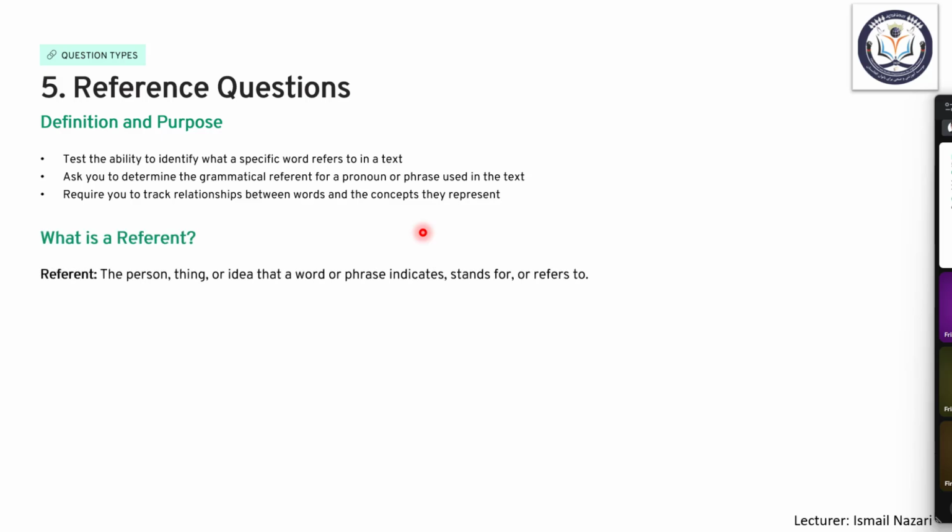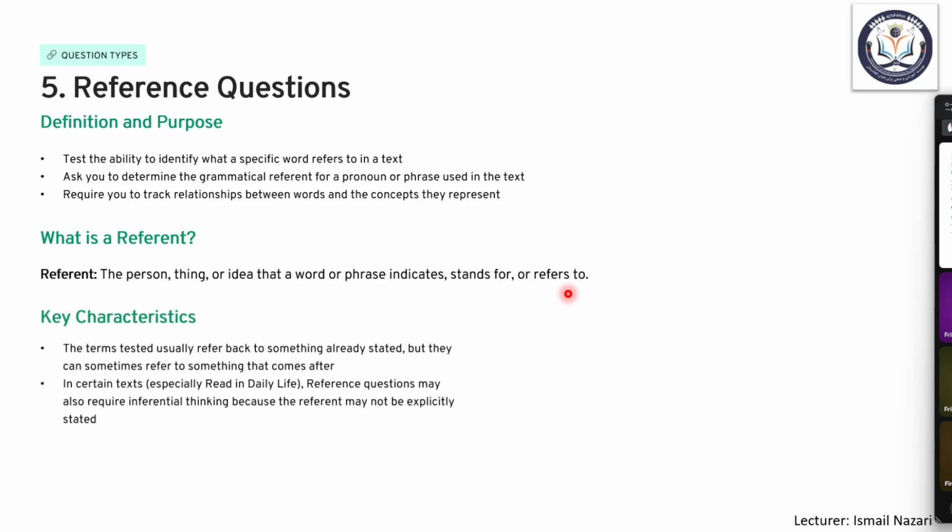So as we have discussed, what is a referent? Referent: the person, thing, or data that a word or phrase indicates or stands for or refers to. That's called referent, the word or phrase which refers to another. Now, what are the key characteristics of a reference question?